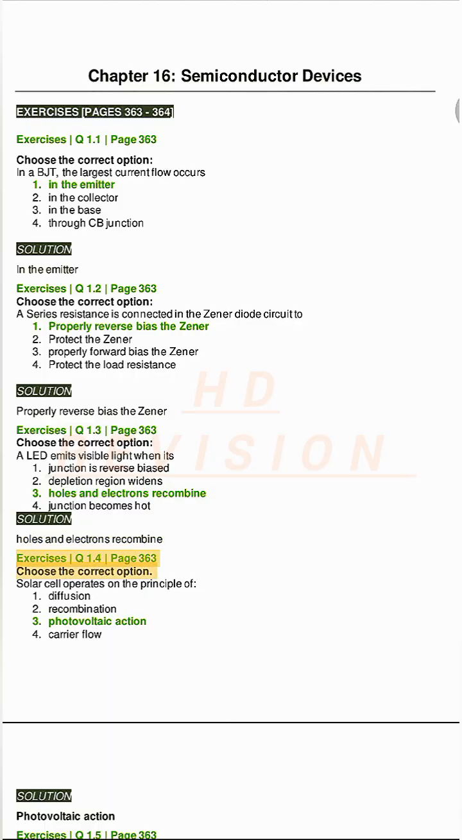Exercises Q1.4, page 363. Choose the correct option. A solar cell operates on the principle of 1. Diffusion 2. Recombination 3. Photovoltaic action 4. Carrier flow. Solution. Photovoltaic action.